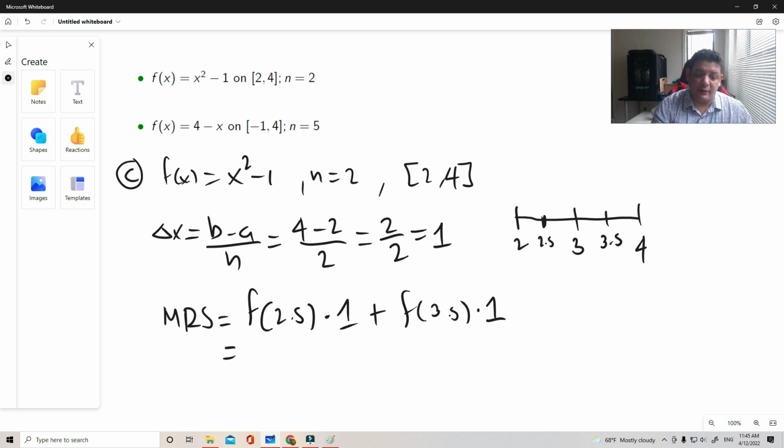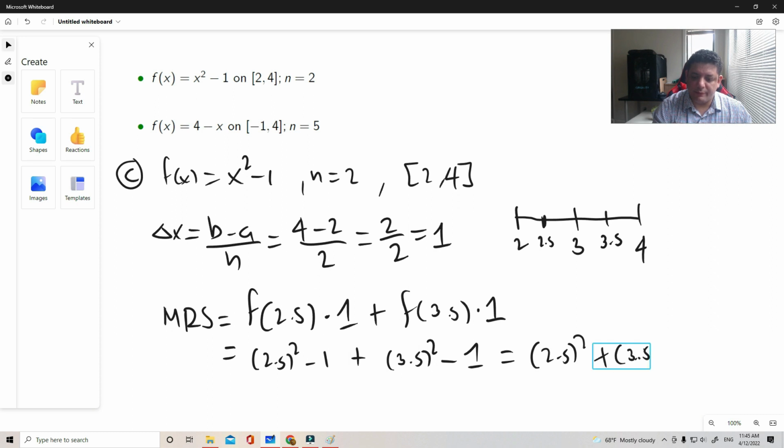In this case, then we get 2.5 squared minus 1 plus 3.5 squared minus 1. And so at the end, this is going to be 2.5 squared plus 3.5 squared minus 2.